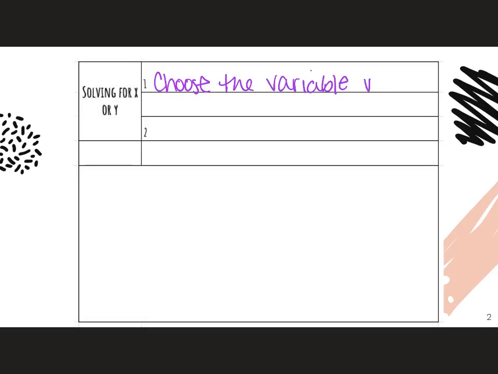with a coefficient of 1. Now, you prefer it to be positive 1, negative 1 if you're in a pinch, but let's keep it to positive 1. And we'll just say when possible.